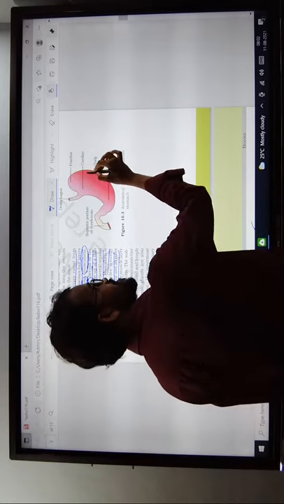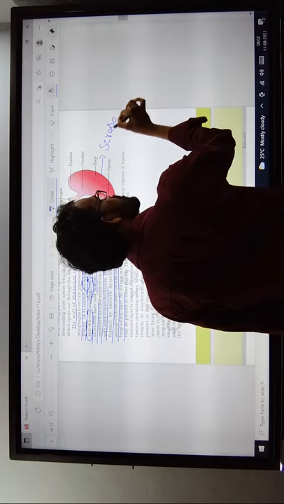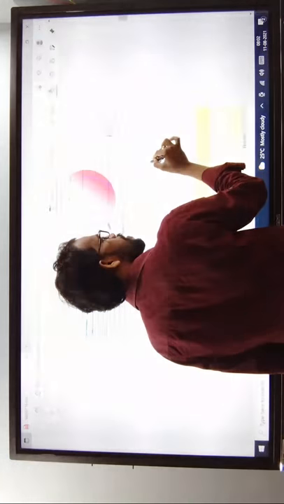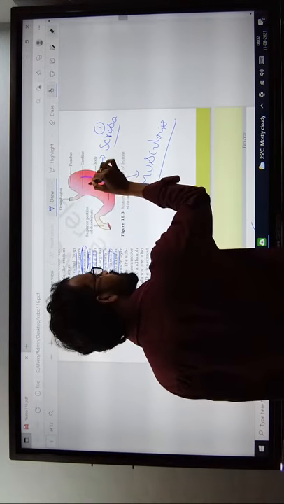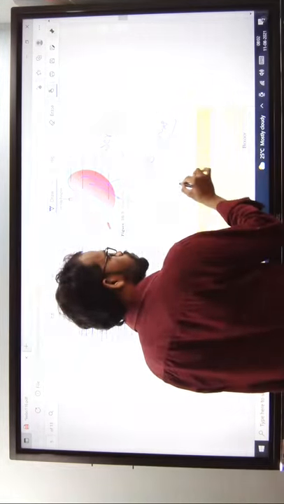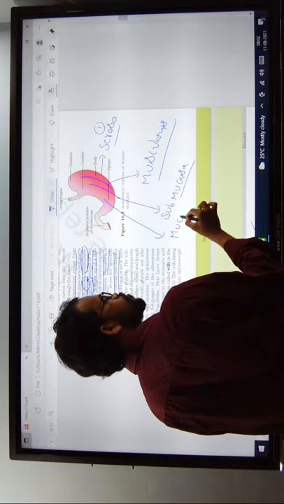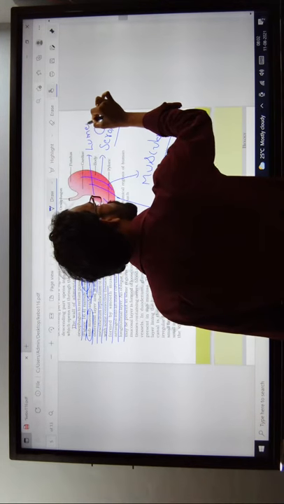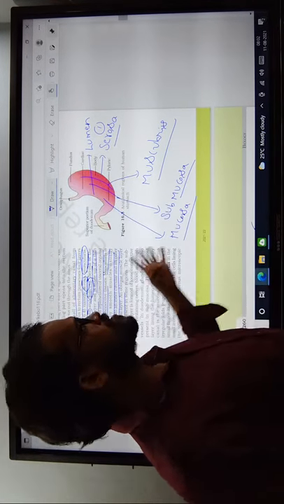The exception is the stomach. The outer layer is the serosa. The second layer is the muscularis. The third layer is the submucosa. The next layer is the mucosa. This part is the lumen. The remaining areas of the alimentary canal consist of all four of these layers.